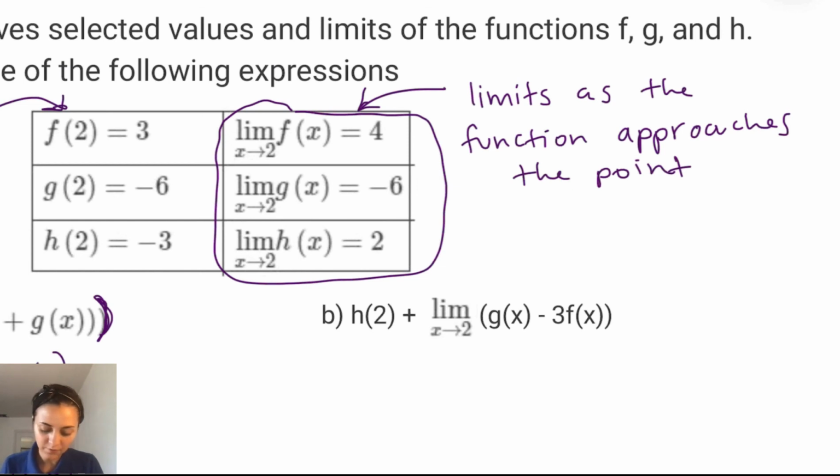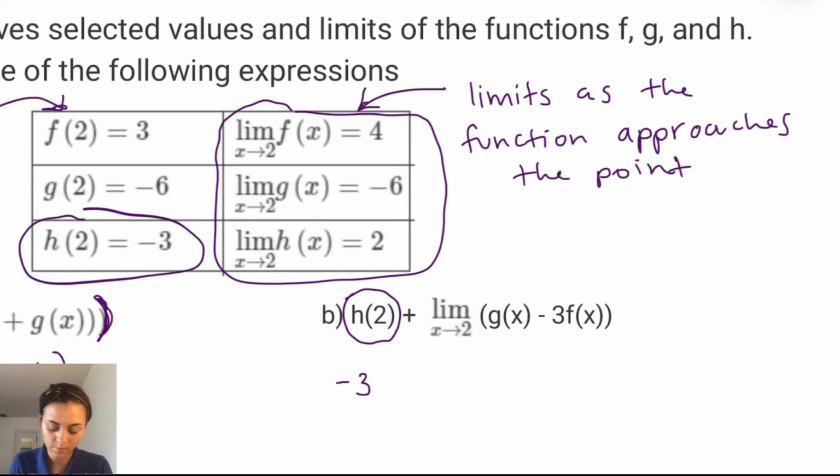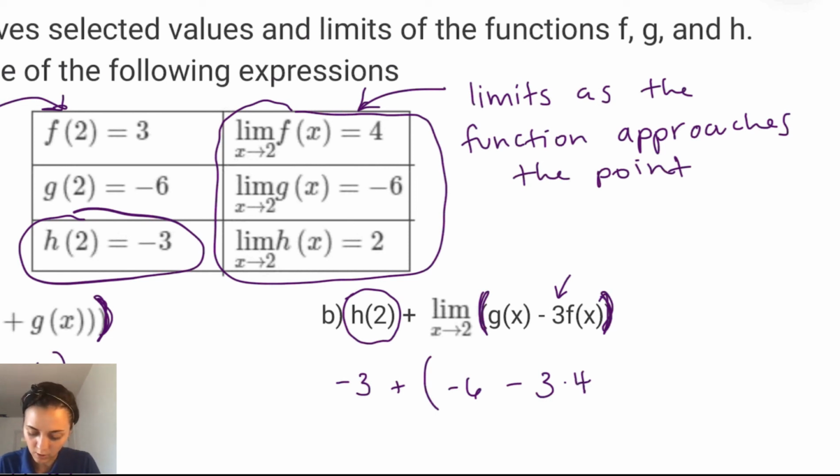This one's just a little bit different because I have this function value outside of the limit. So I just need to make sure to use the function value instead of the limit. So h of 2 is equal to -3. You get that from right here. And then everything else is inside the limit, so I'm going to use the limits there. I have a constant multiple, and then I'm using the sum and difference rule because I'm subtracting the two functions. So that will look like this. The limit as x approaches 2 of g is -6. My constant multiple, and then the limit as x approaches 2 of f of x is 4.